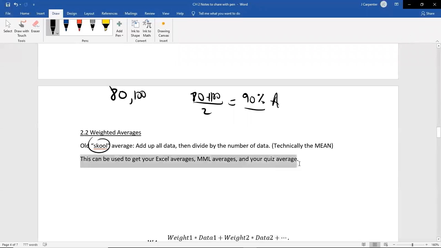I'm sorry, I'm jumping the gun here. This old school average, pardon me there. I forgot to read this line. I saw Excel and I got excited. The old school average can be used just to calculate your Excel averages.